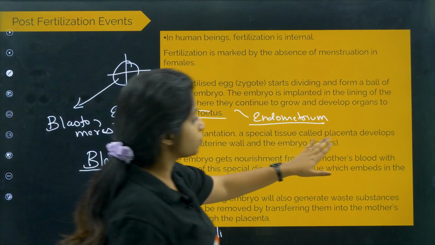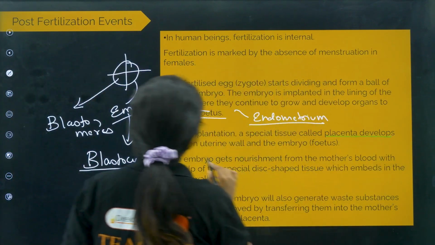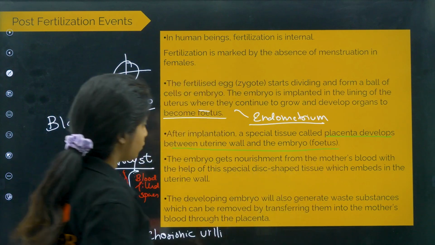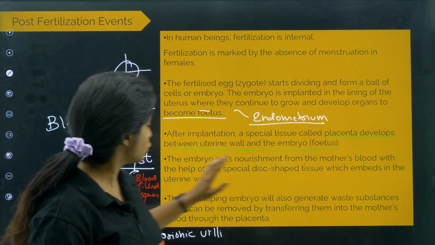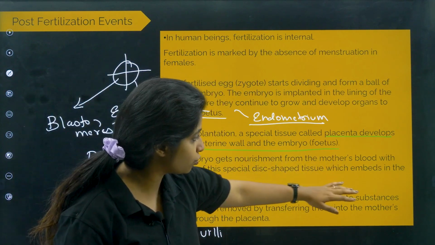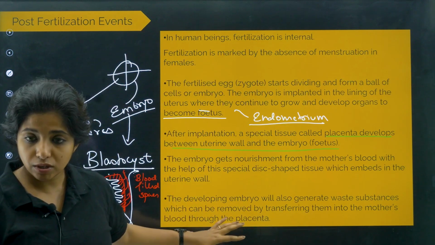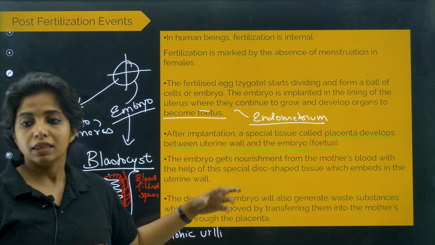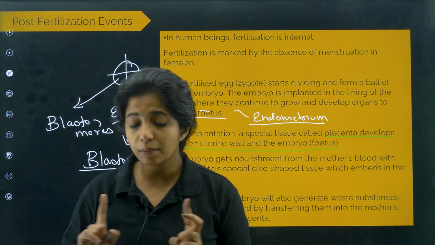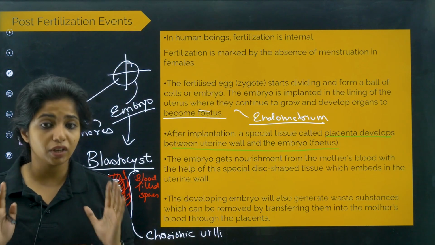So after the implantation, a special tissue known as the placenta develops between the uterine wall and the embryo. The embryo gets nourishment from the mother's blood with the help of this special disc-shaped tissue which embeds in the uterine wall. The developing embryo will also generate waste substances which can be removed by transferring them into the mother's blood through the placenta. Now, the importance of the placenta is a very famous question.